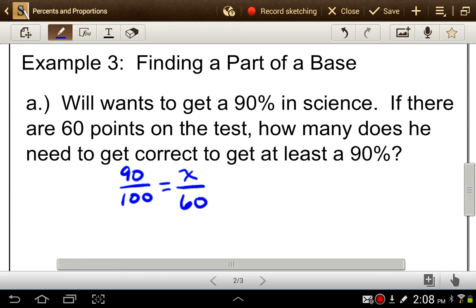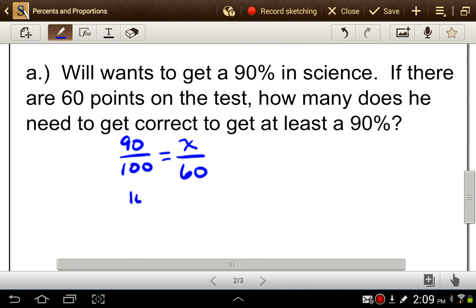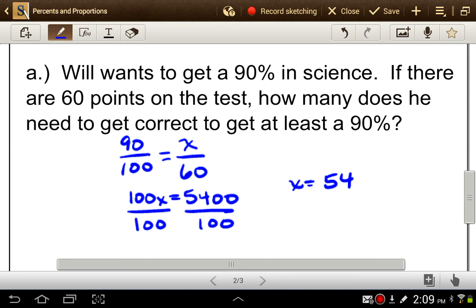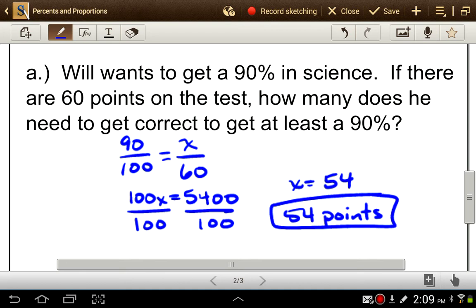Now I do this by cross product. So 100 times x is 100x equals 90 times 60. Well, 9 times 6 is 54. Put on the 2 zeros, 5400. Divide both sides by 100 and you get x equals 54. So what does that mean? He needs to get 54 points correct to get at least a 90%. Again, we're using proportions to solve these, and that's how you find the part. All right, I'm going to go on to my next page.